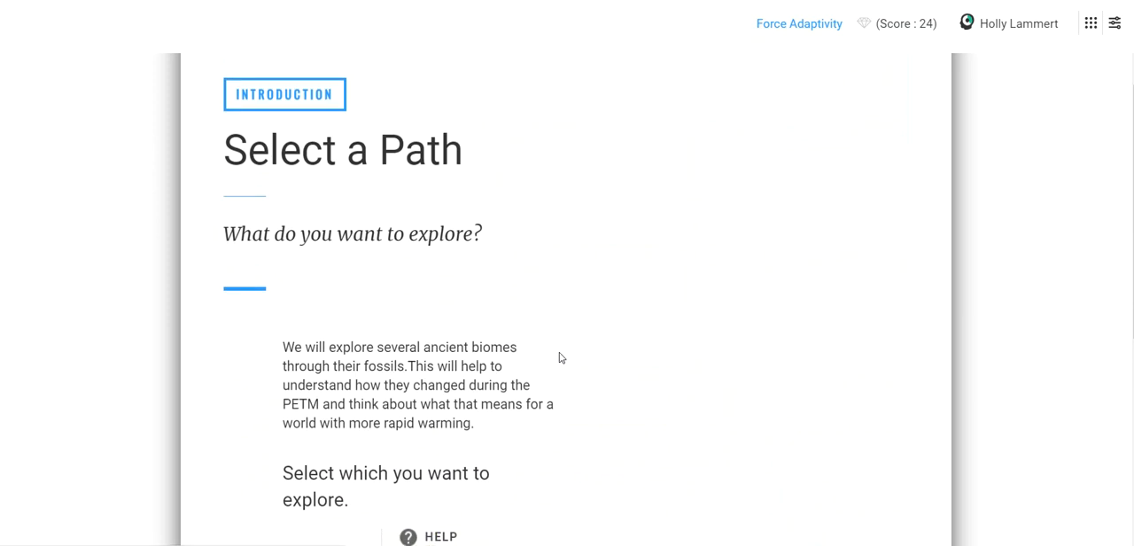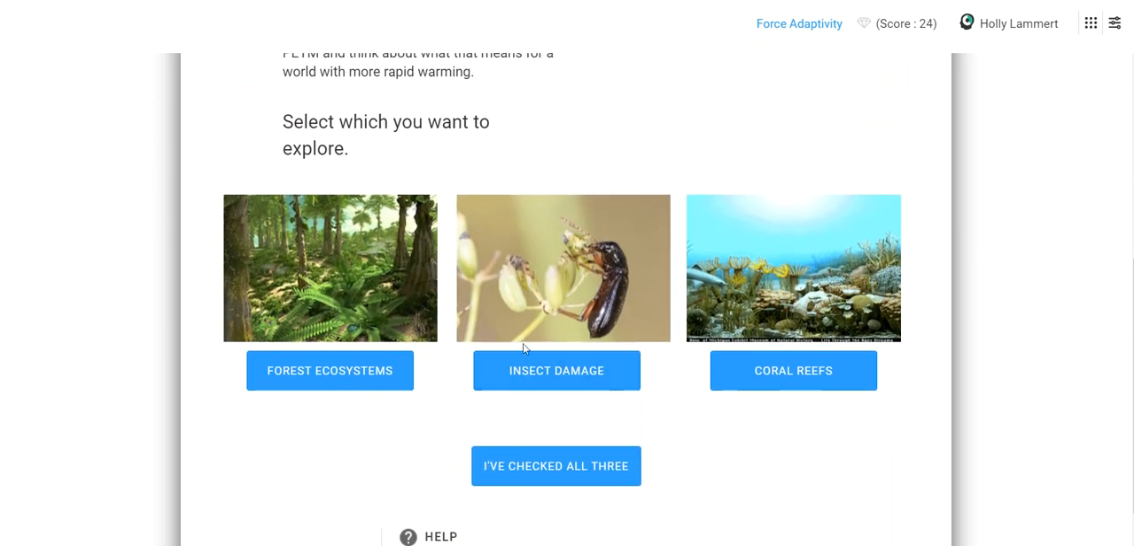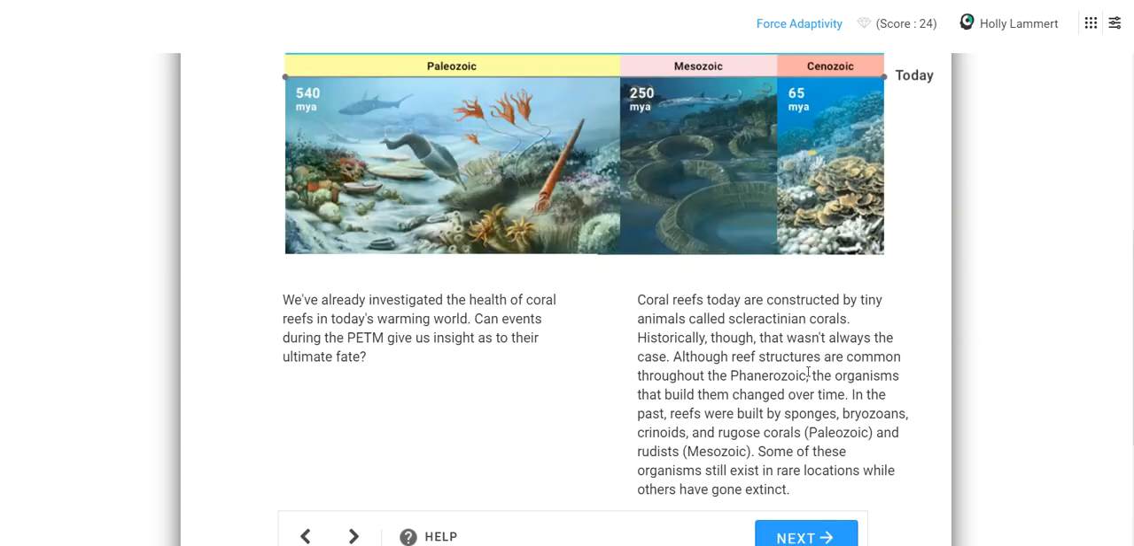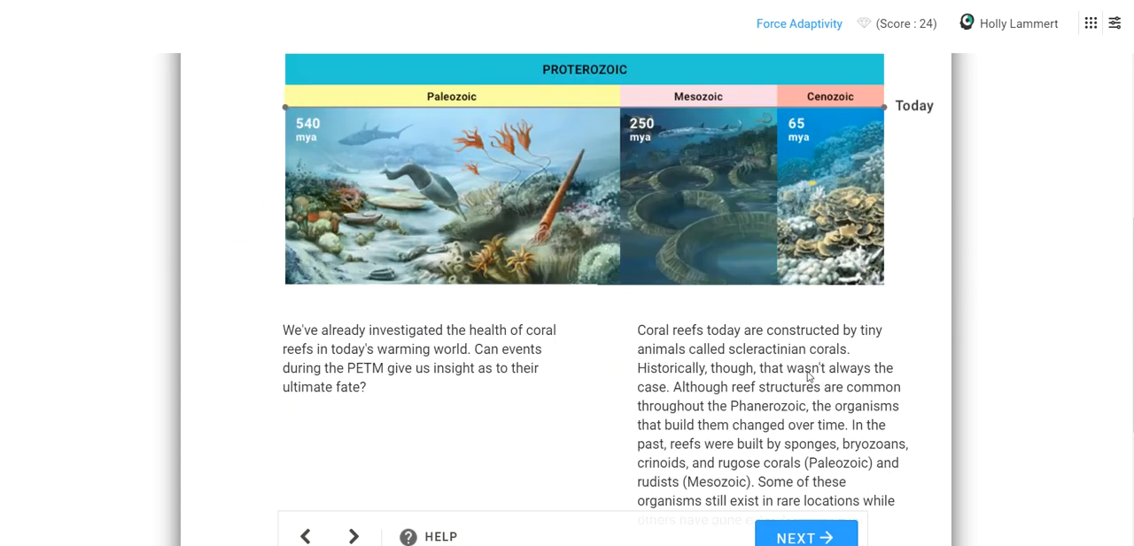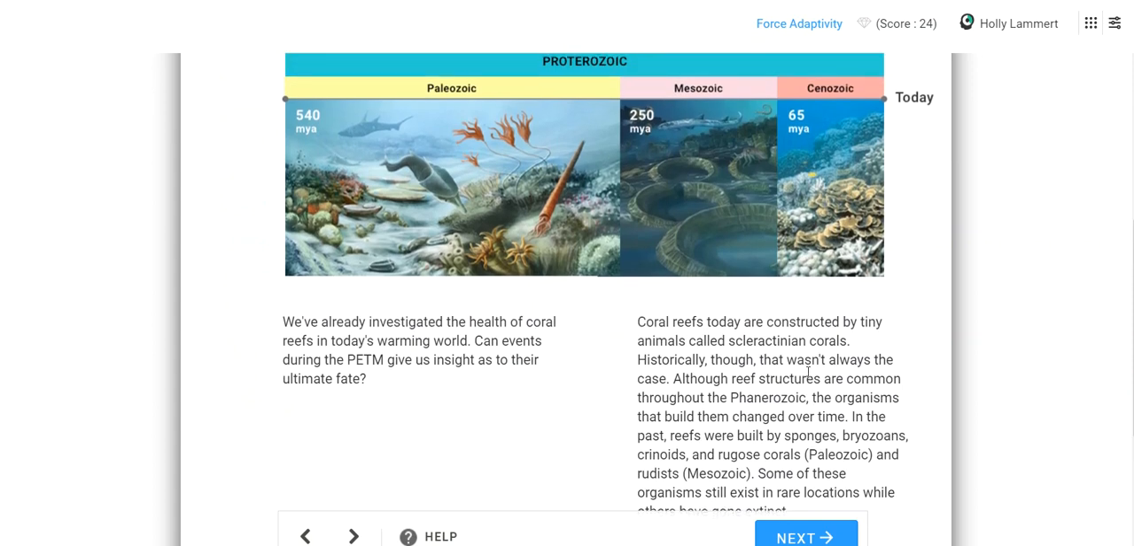Alrighty. And our final thing, we did insect damage, forest ecosystems, and let's go into coral reefs. What happened to the coral reefs? So we already saw what is happening today. Can events during the PETM give us an insight as to their ultimate fate?